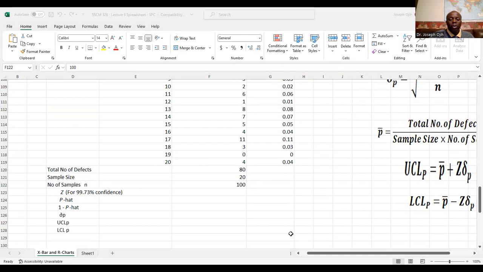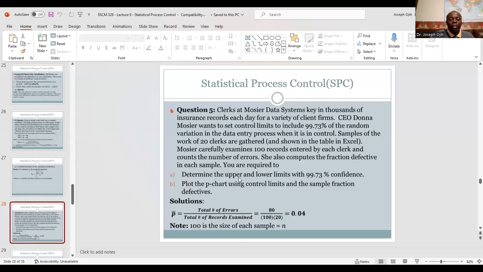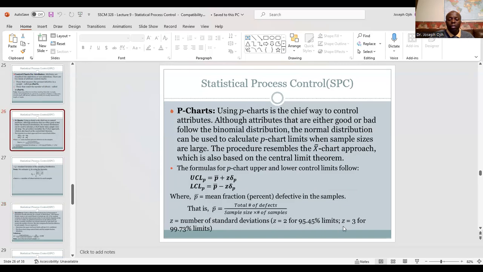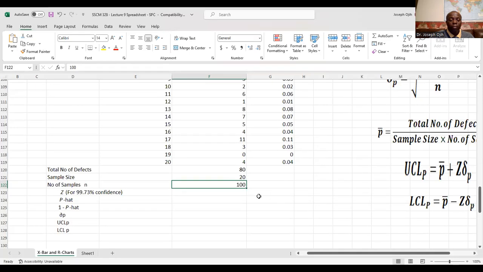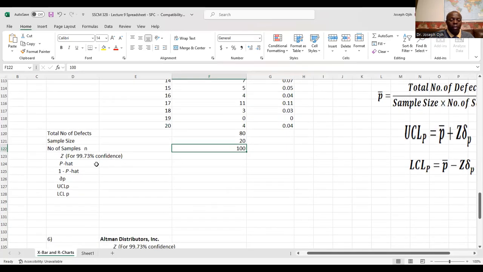Now, do you want us to determine the upper and lower control limits? Okay, with 99.73% confidence. Then plot the P charts using the control and sample fraction percentage. Remember that for 99.73%, you use z equals 3. So don't forget that. That's why we have 3 inside here. Okay, I have to put a 3 right here for 99.73%.